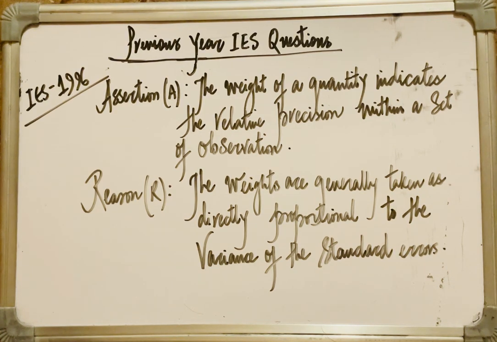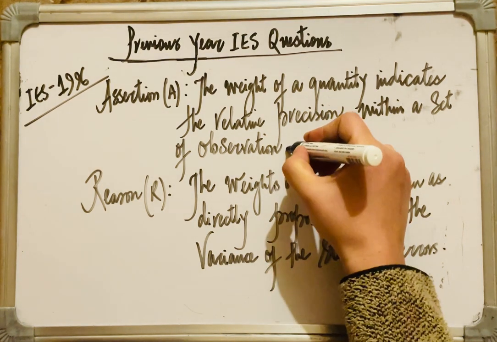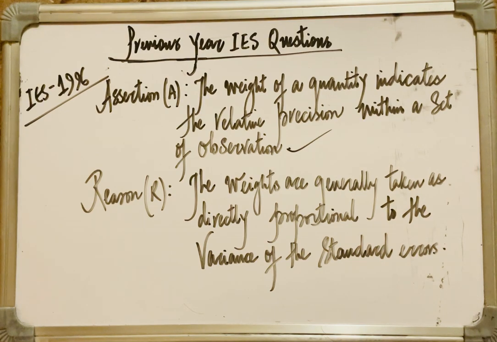Let's observe assertion first. The weight of a quantity indicates relative precision within a set of observations. This is a correct statement, because as already discussed in the previous video lectures for the same chapter, theory of errors and survey, we studied that the weight of a quantity is the trustworthiness of a quantity, and this weight indicates the relative precision of a quantity within a set of observations.